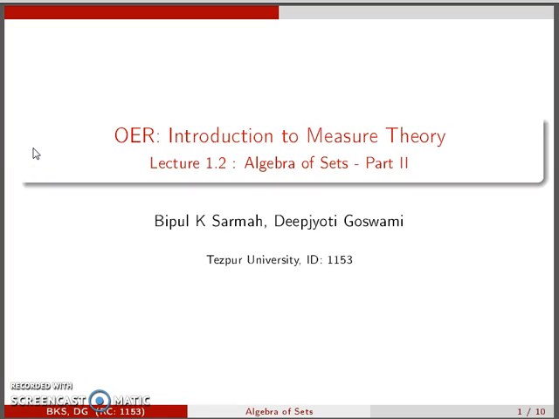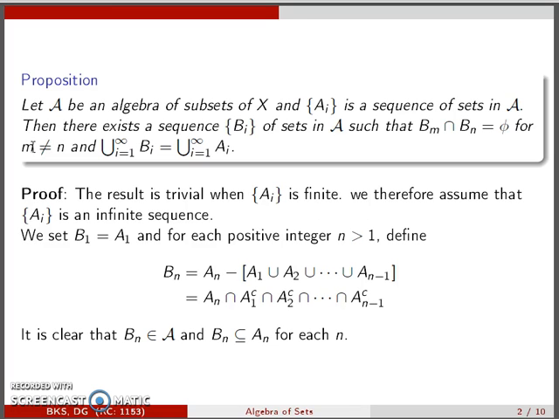Hello and welcome to our second lecture, Algebra of Sets Part 2. I hope you remember the definition of algebra of a set and certain propositions that we have discussed in our last lecture. We'll start this as a continuation.